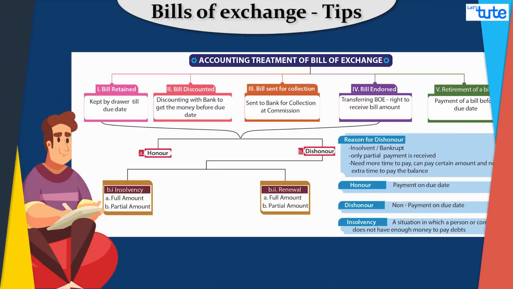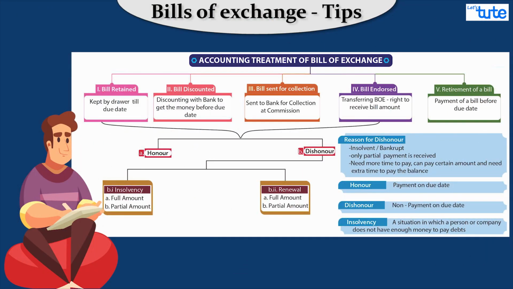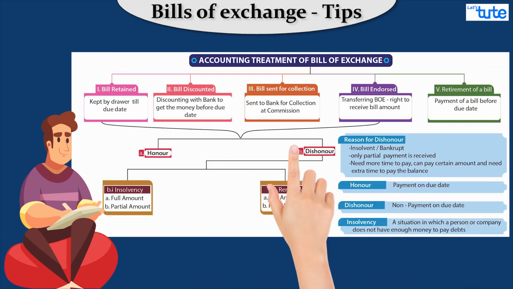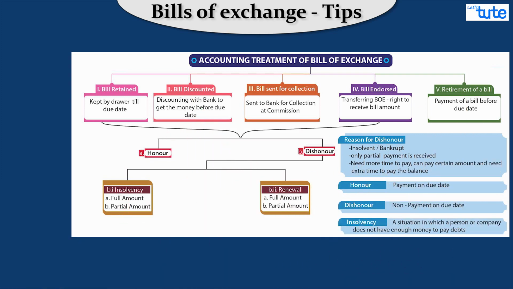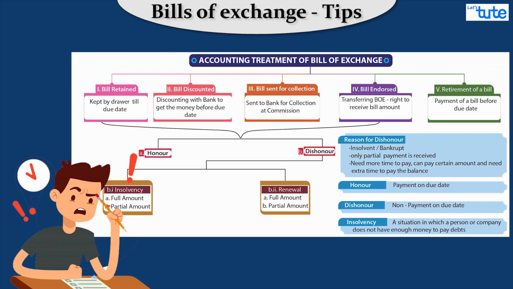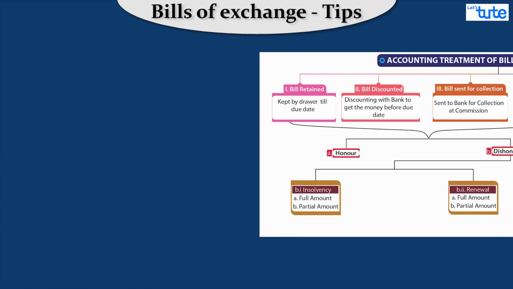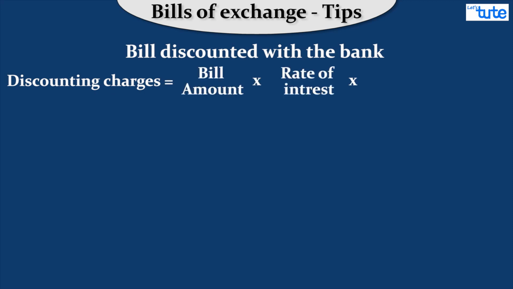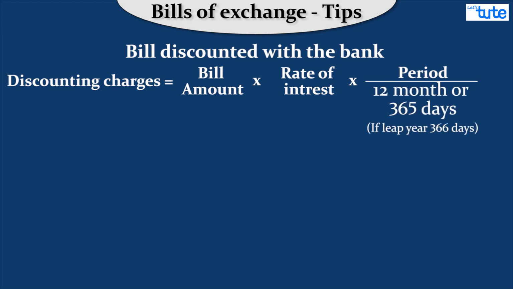Moving ahead, there are different cases in bill of exchange, say discounting, renewal, retirement, insolvency, etc., where students make common mistakes. So we will give you tips on that. If the bill is discounted with the bank, we need to calculate discounting charges. In that case, discount will be equal to bill amount multiplied with rate of interest into period divided by 12 months or 365 days.